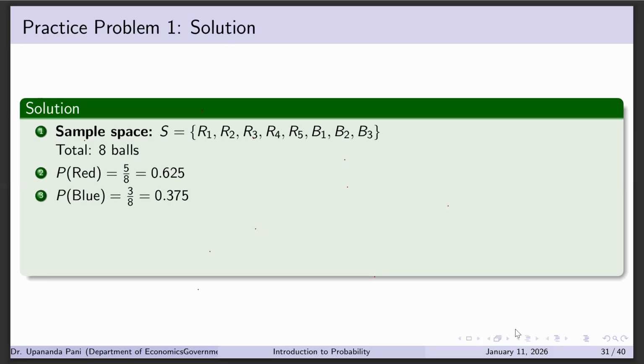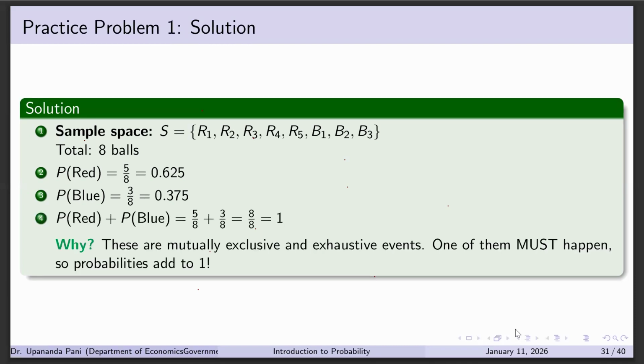Probability of blue is 3 by 8. You got this also? Then the probability of red plus the probability of blue: 5 by 8 plus 3 by 8, which is equal to 8 by 8, that is 1. Why do you get this answer? Because these are mutually exclusive and exhaustive events. One of them must happen, so the probability will add up to 1.